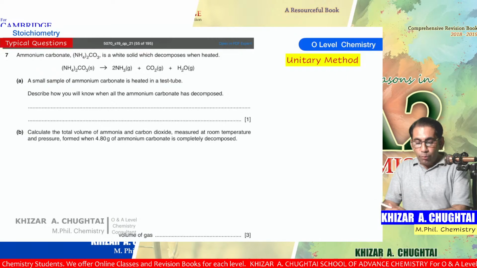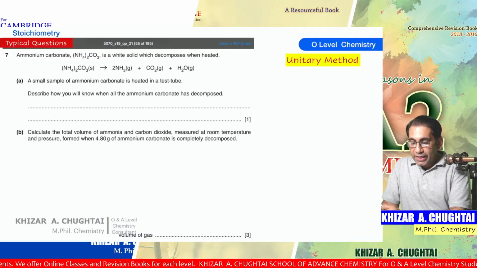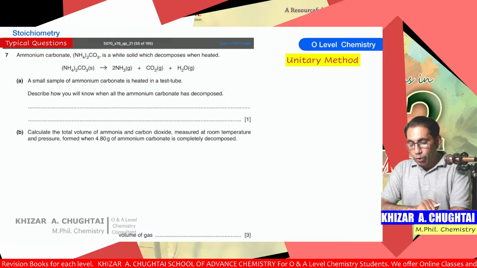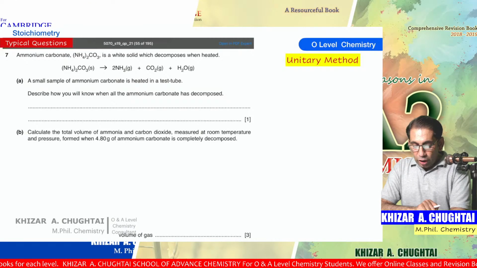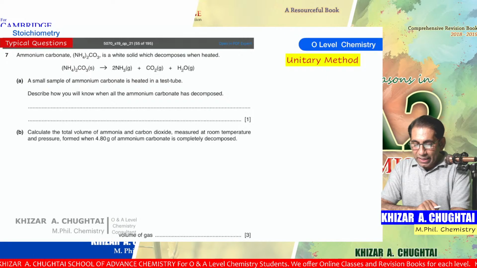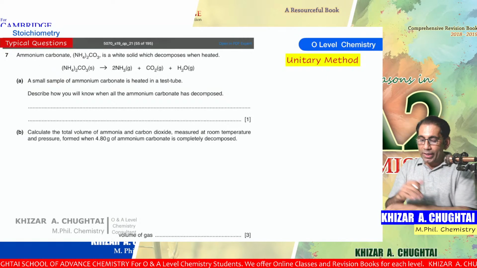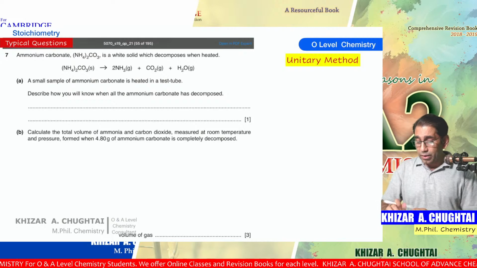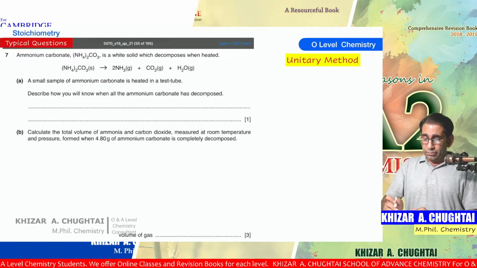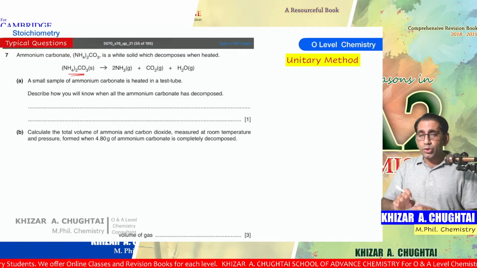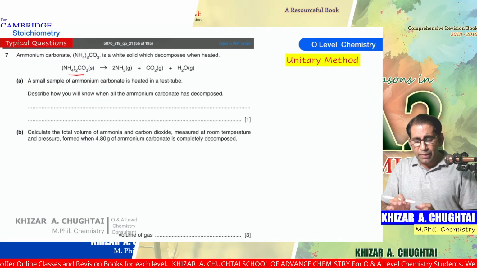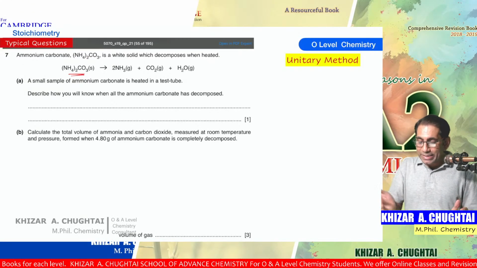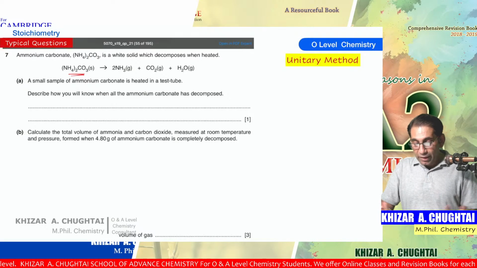The next question is: ammonium carbonate is a white solid which decomposes when heated. Ammonium carbonate goes to ammonia plus CO2 plus H2O. A small sample of ammonium carbonate is heated in a test tube. Describe how you will know when all the ammonium carbonate has decomposed. It's asking for observations. This is a white solid, so when all the white solid disappears, it means that your reaction is complete and it is completely decomposed.